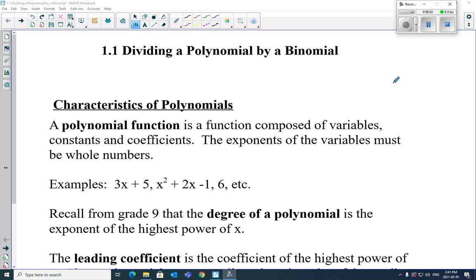Okay, this is lesson 1.1, dividing a polynomial by a binomial. So let's talk about the characteristics of a polynomial. A polynomial is a function composed of variables, constants, and coefficients, right? We've covered all this before.